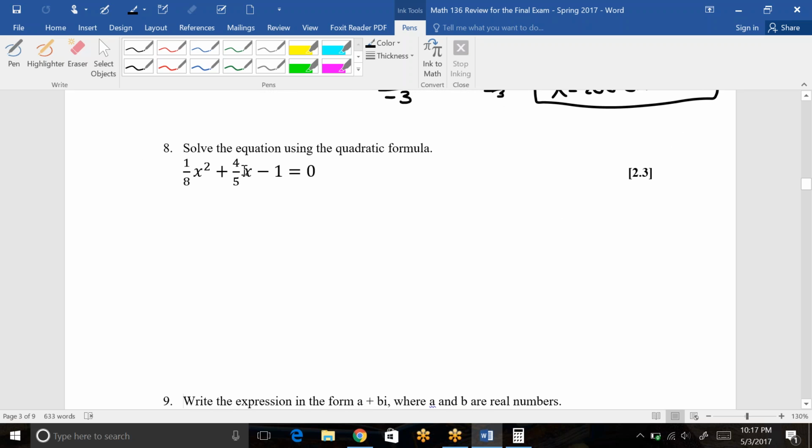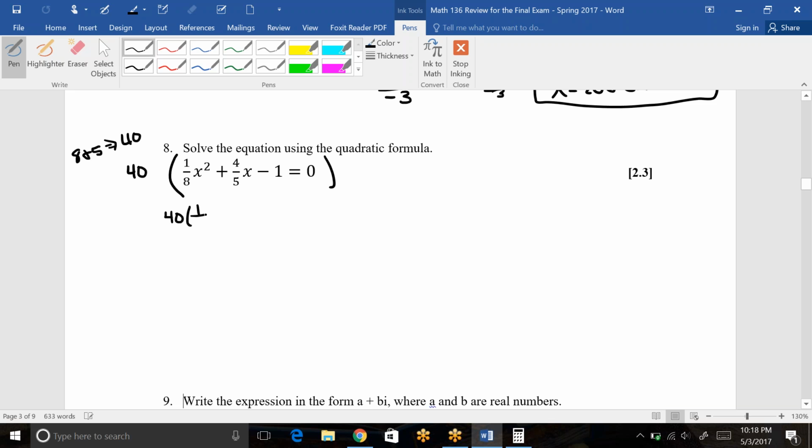For number 8, we're trying to solve this equation using the quadratic formula. Please do not ever plug fractions into the quadratic formula if you don't have to. I would multiply everything here by 40, since 8 and 5 both go into 40. That would be our LCD. If we multiply everything by 40, then we can get rid of all these fractions, because fractions inside the quadratic formula are not your favorite cup of tea.